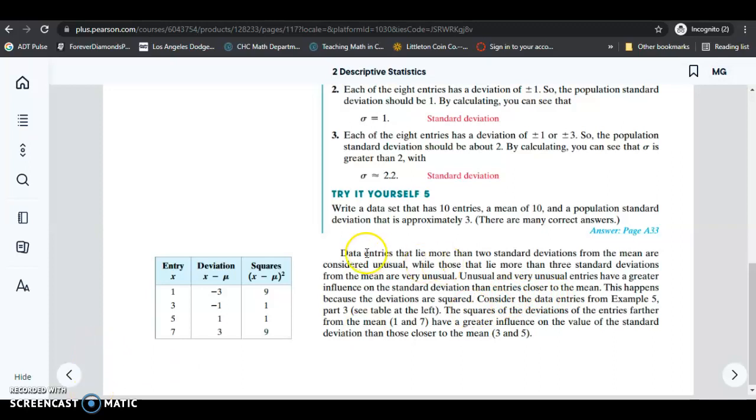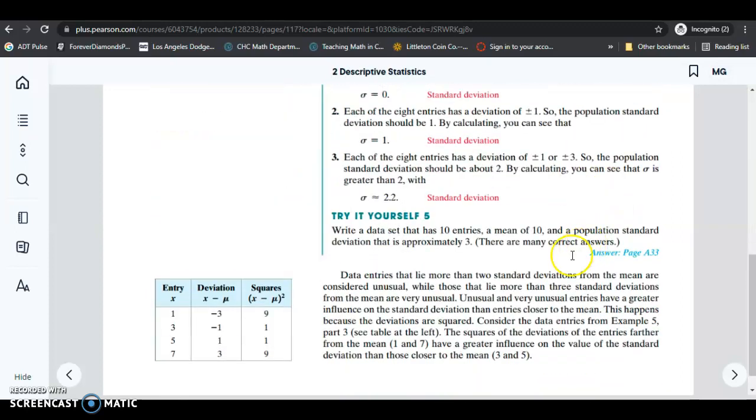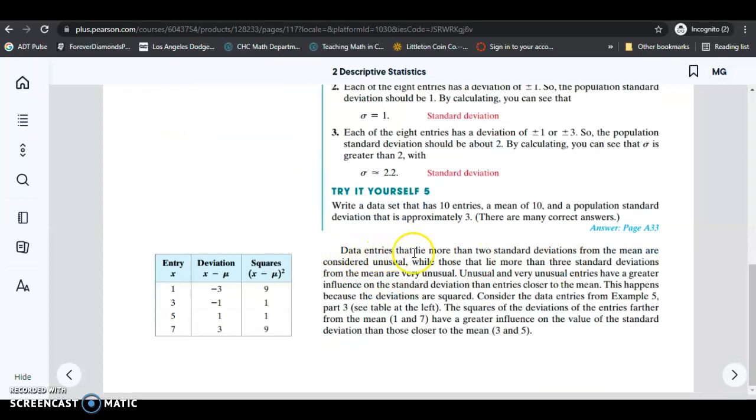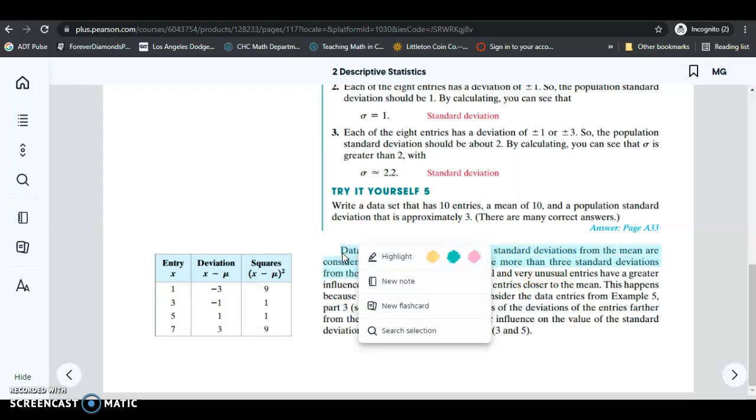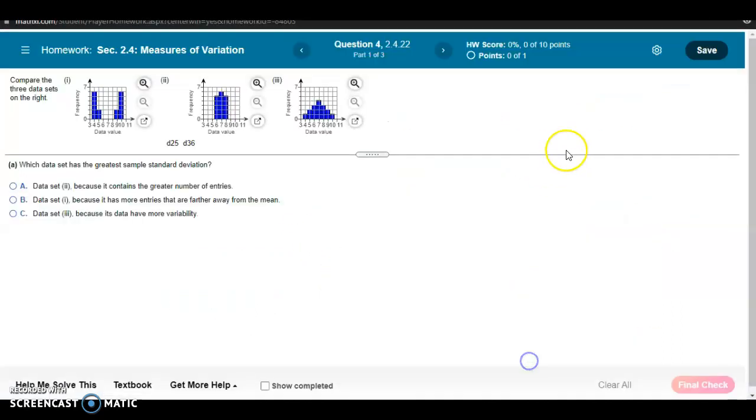It says at the very top of this paragraph at the bottom of page 87 that data entries that are more than 2 standard deviations from the mean are considered unusual, while those that are more than 3 standard deviations from the mean are very unusual. So we're going to use that information to answer some questions for the next topic that we're going to talk about in this section. So let's go back to the homework, and we're going to go on to question 5.